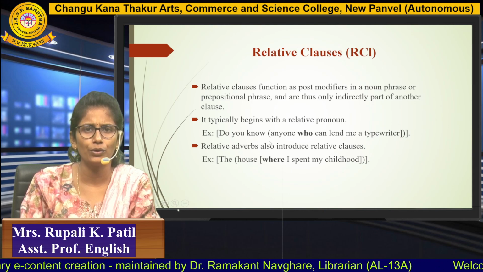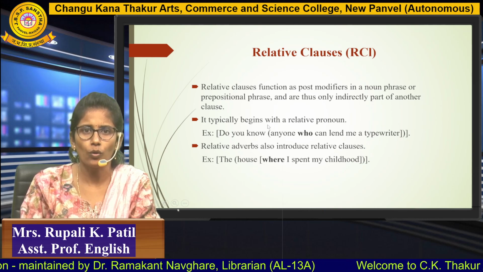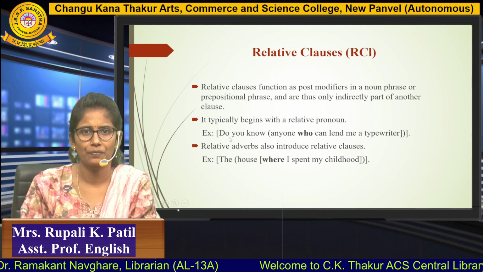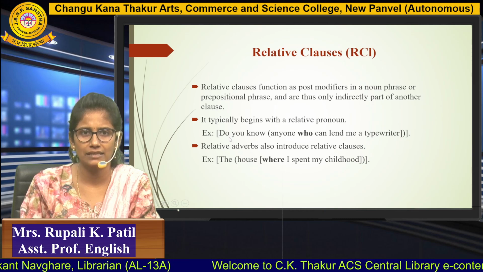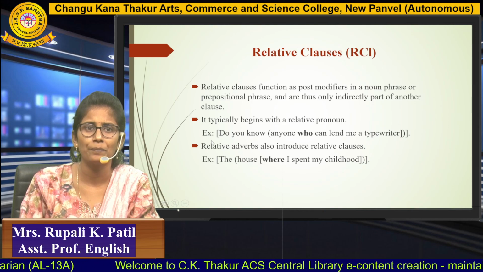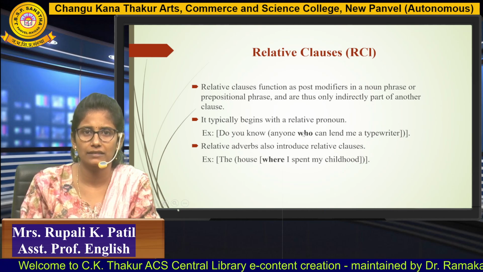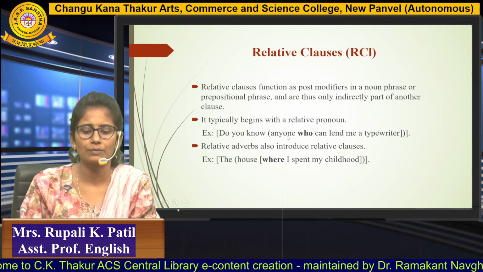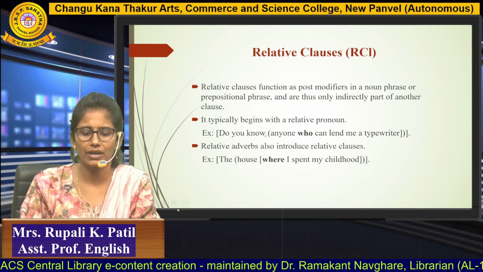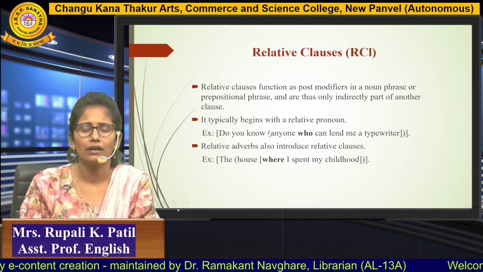First example: do you know anyone who can lend me a typewriter? So this, who can lend me a typewriter, is totally connected with the word anyone. As you may see, this is a different type of bracketing from the earlier ones, because this relative clause is part of a phrase. We have used two different types of bracketing: one is square brackets and the other is round brackets. Square bracketing is used for clauses and round bracketing is used for phrases.